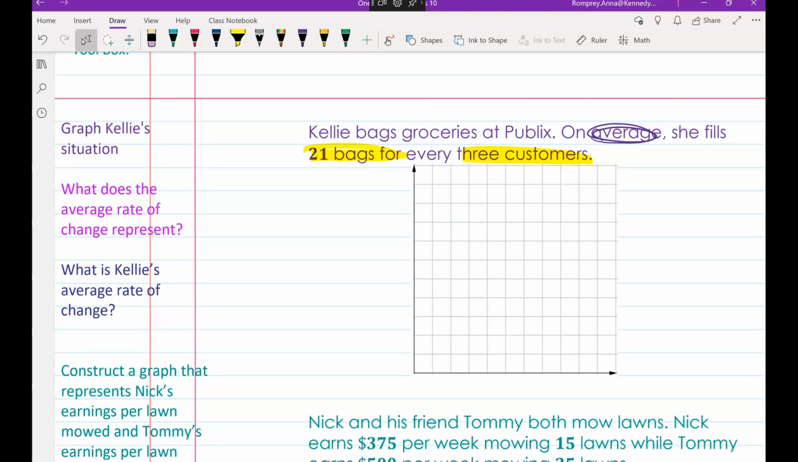Well, first we need to figure out who is the independent and who is the dependent variable. So does the number of bags depend on how many customers, or does the number of customers depend on how many bags? Well, we don't have any groceries to bag if we don't have customers. So definitely the number of bags depends on customers. So customers is going to be on my x-axis, and number of bags will go on my y.